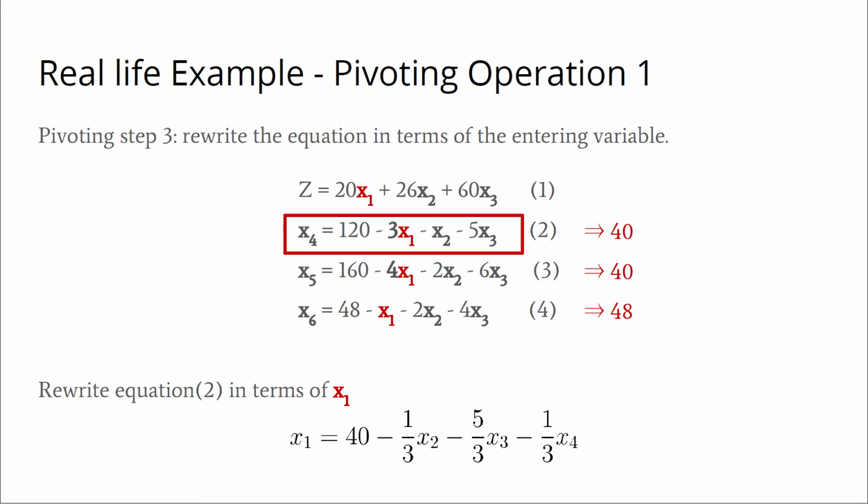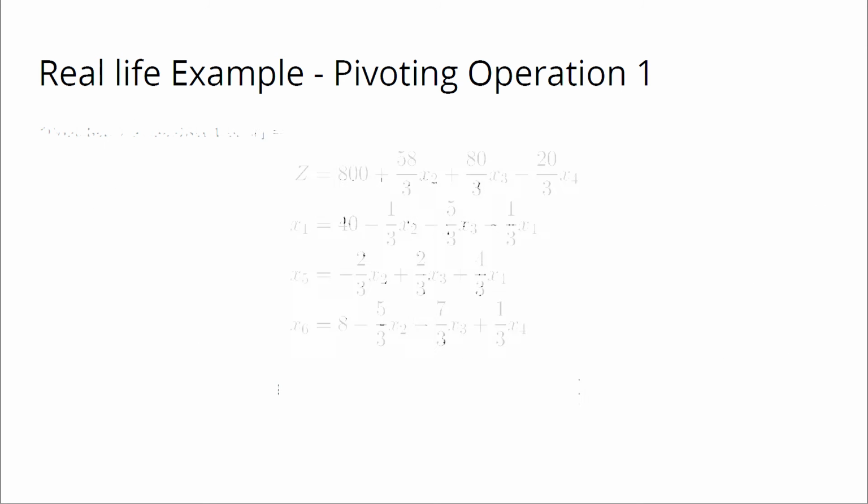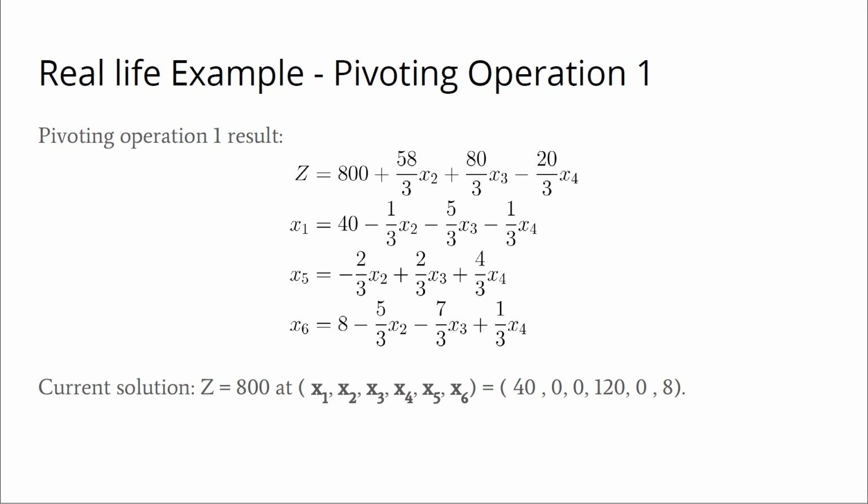In the next step, we rewrite equation 2 in terms of the entering variable x1. And lastly, we substitute this new equation for x1 back to obtain a new set of equations. This will eliminate x1 from the linear program. You can see the detailed working and the final result on the slide. x1 becomes a basic variable and x4 becomes non-basic.